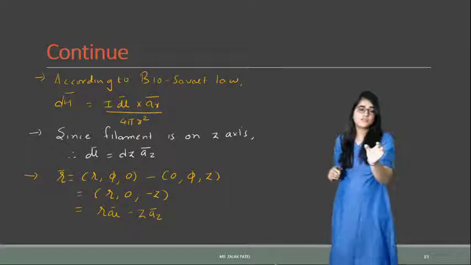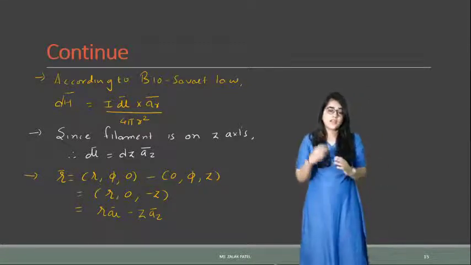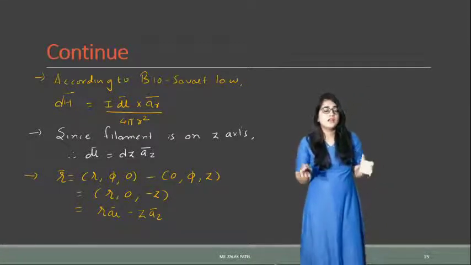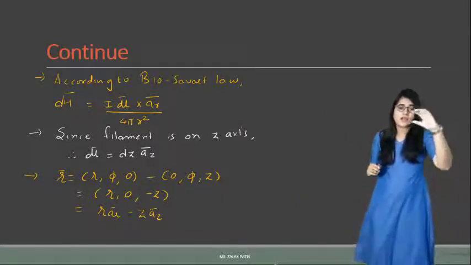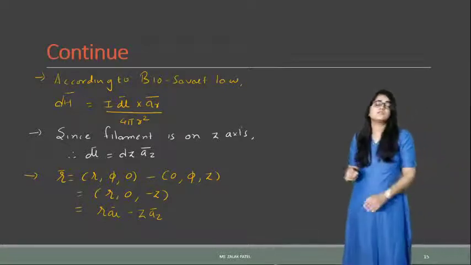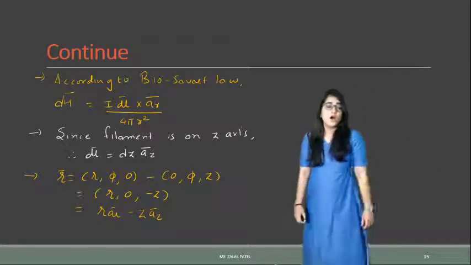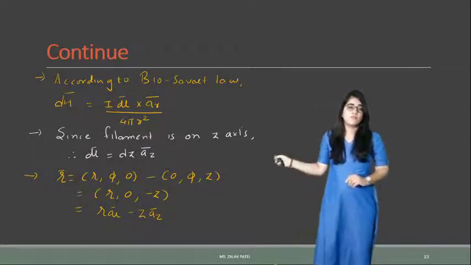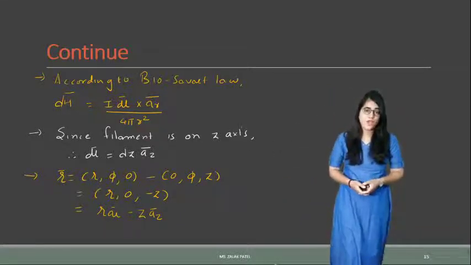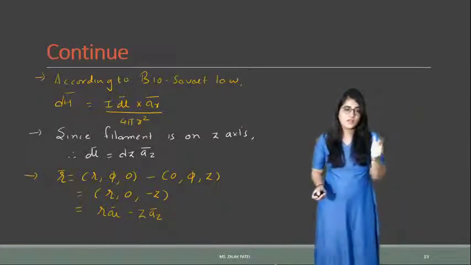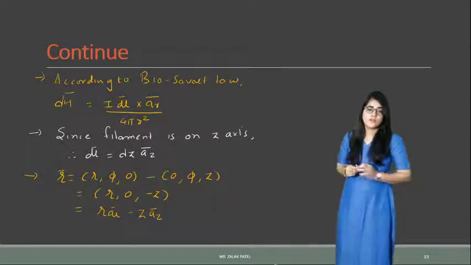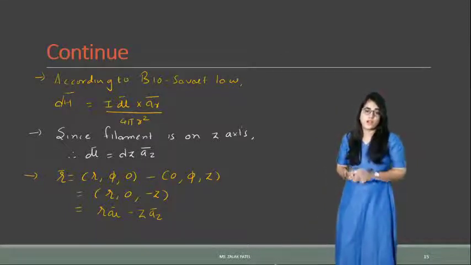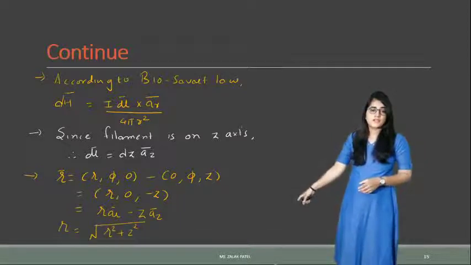Here one more thing is dl bar, our differential length filament. If you remember the electric field intensity equation, in that case we took the differential length as dz because our charge is located on the z-axis. Here also our filament is located on the z-axis, so dl bar becomes dz a_z. In the case of electric field intensity, you say that charge is located; in the case of magnetic field intensity, you say that a current filament is located. The magnitude is the square root of the sum of the squares of the individual components.